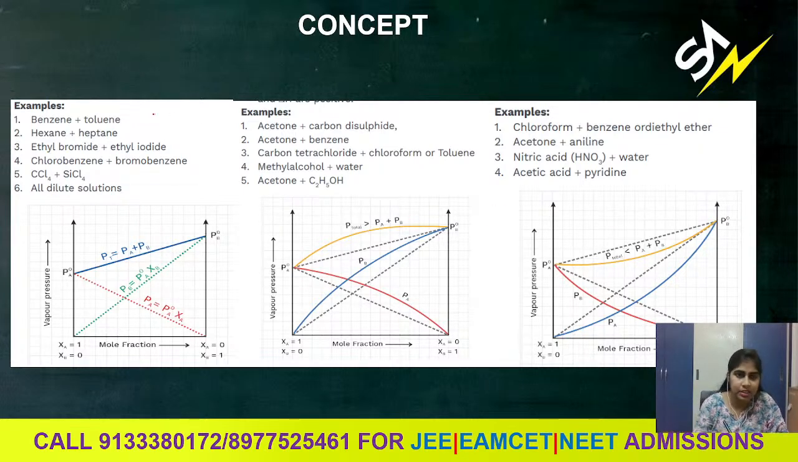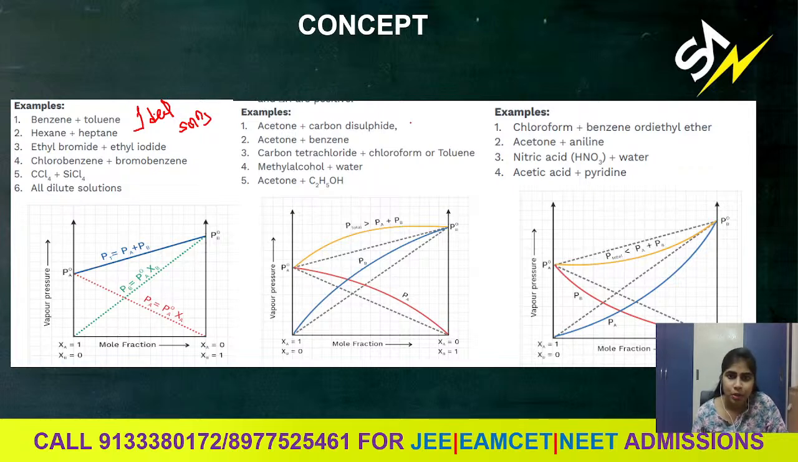Let us see a few examples which show such types of behavior. For ideal solutions: a mixture of benzene plus toluene, a mixture of hexane plus heptane, a mixture of ethyl bromide plus ethyl iodide, chlorobenzene plus bromobenzene, CCl4 plus SiCl4, and all dilute solutions show ideal behavior. It means they follow Raoult's law.